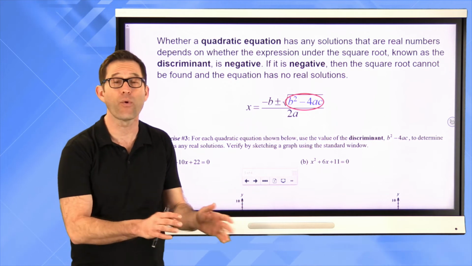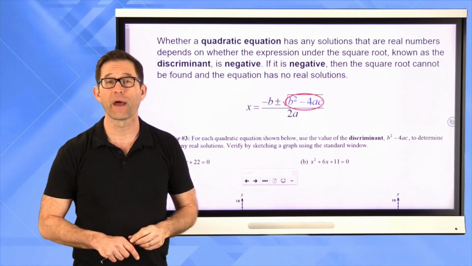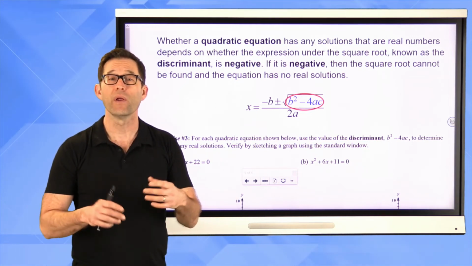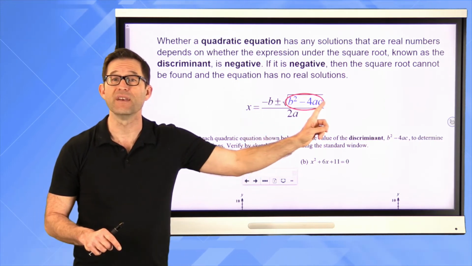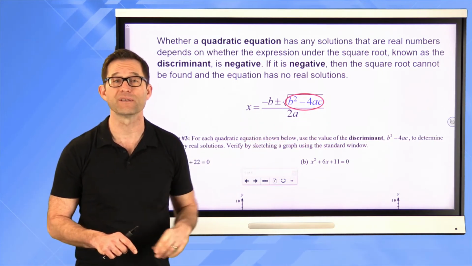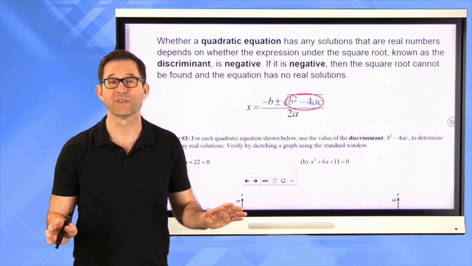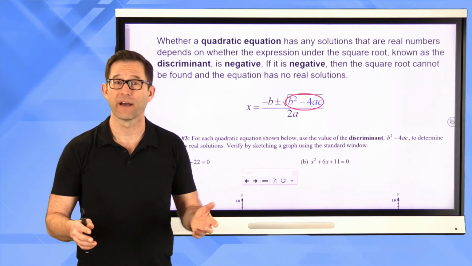If it's positive or 0, then our quadratic equation is going to have solutions and the parabola that it's based on will touch the x-axis. On the other hand, if this value, b squared minus 4ac, is negative, then the quadratic equation will have no real numbers as solutions and it will not touch the x-axis.